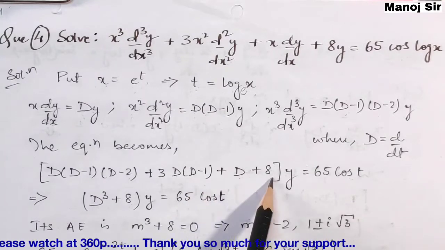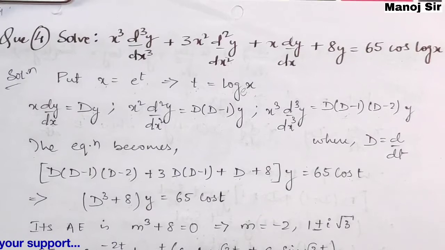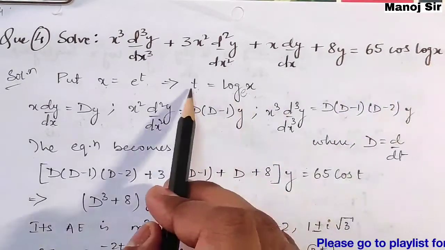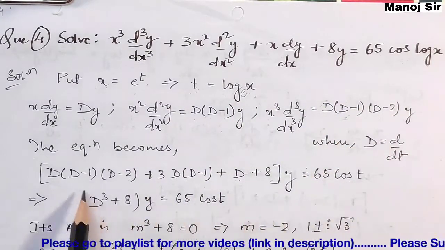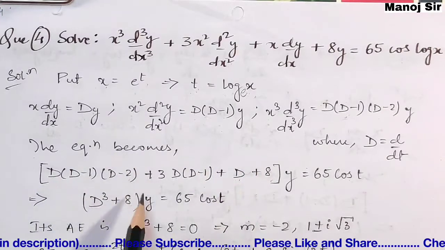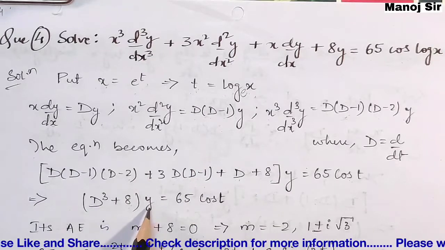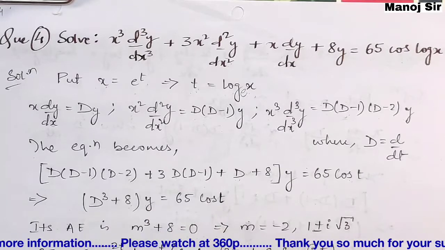In the right hand side, what we have is 65 cos log x. What is log x? That is t, so we can write this as 65 cos t. Now if you simplify this part, you will get D cube plus 8, into y. So D cube plus 8 into y equals 65 cos t.